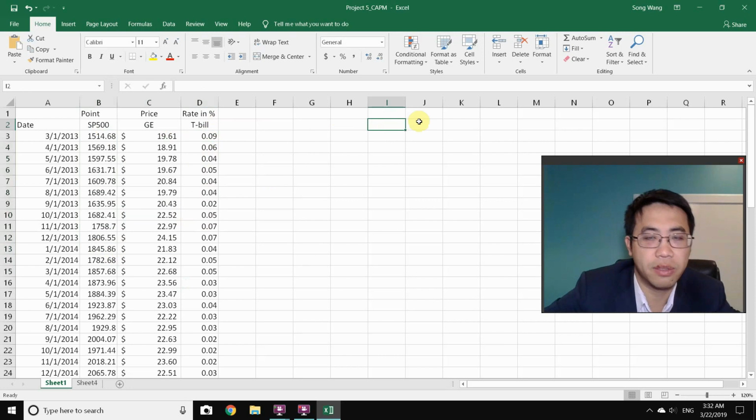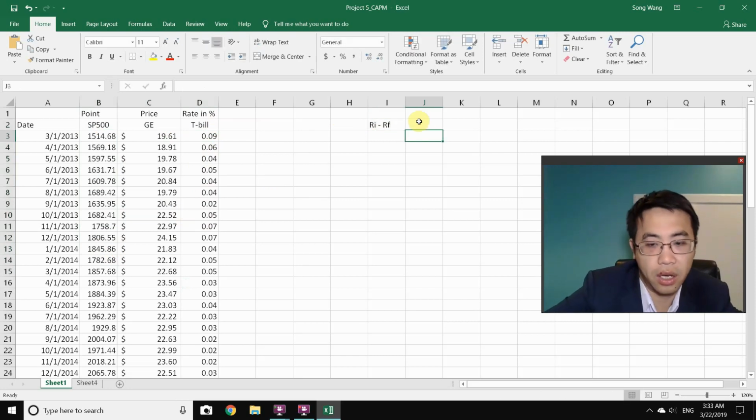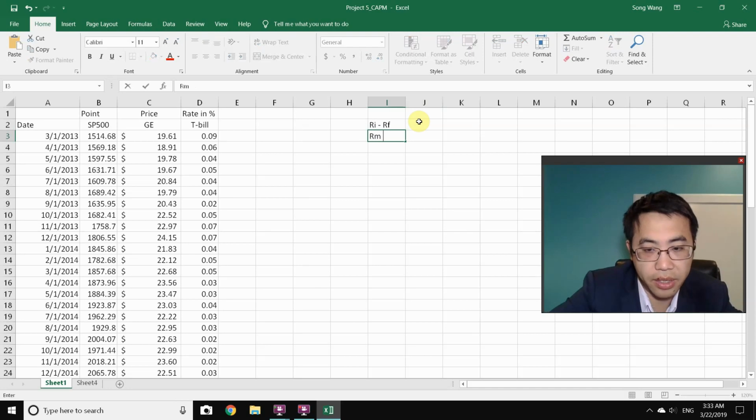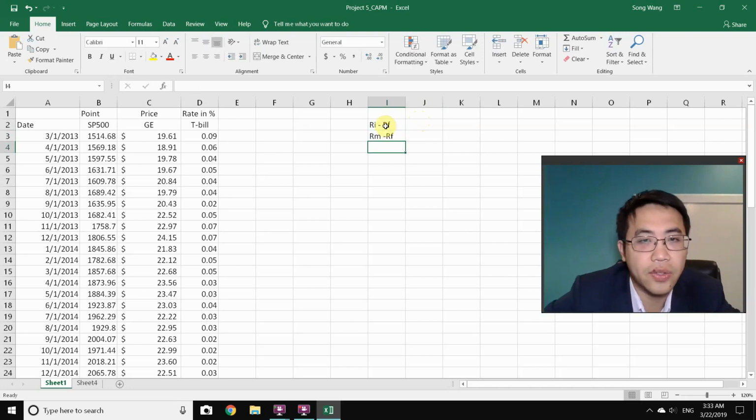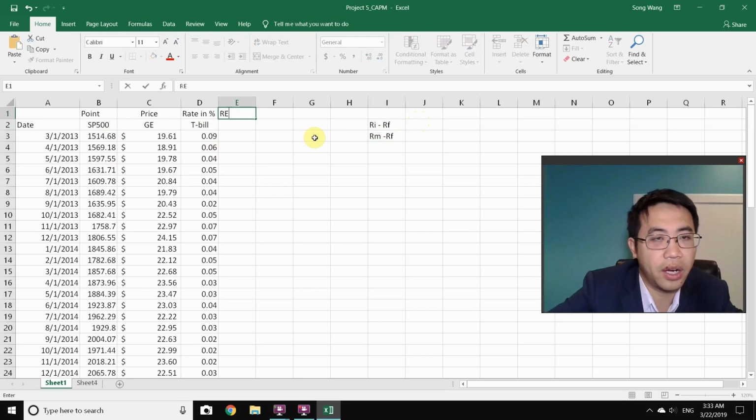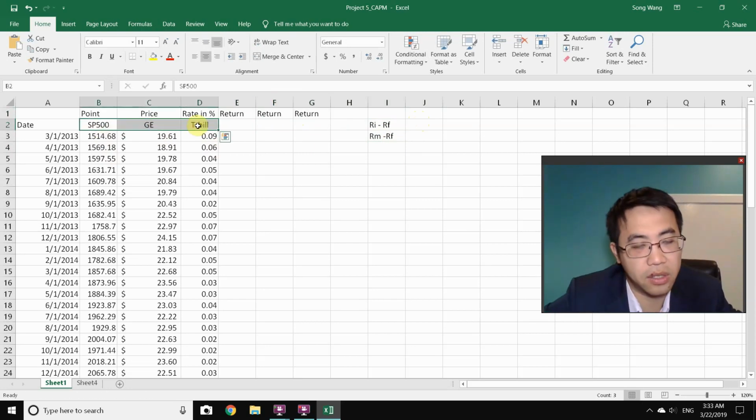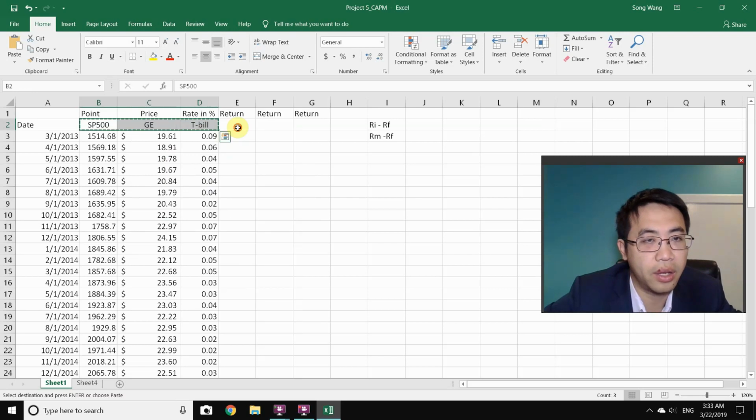Before I conduct analysis using Ri minus Rf and Rm minus Rf, well, first of all, I need to have these returns. I need to have the returns of the risk-free asset and also the return of the individual stock and the market. So right here, not everything is in return, not everything is in percentage. So first, I need to get all the returns. And of course, I have these three assets. So I just copy, right? And then I paste it here, right?